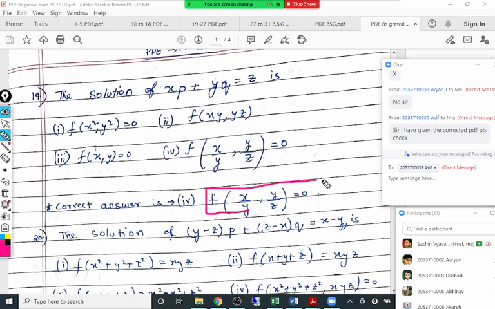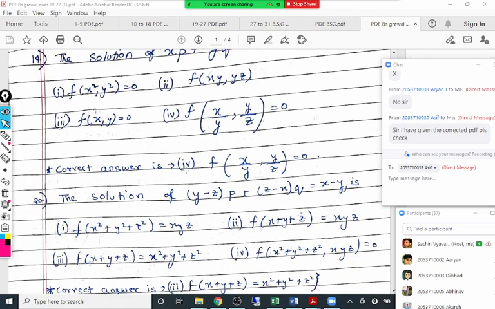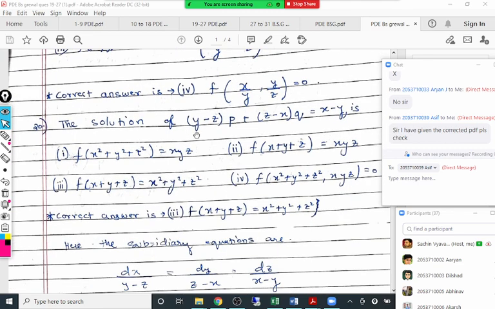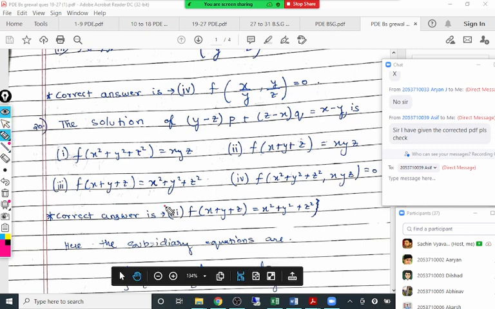Or you can cross check if you want. So this is the answer written here. That is option number 4. This is by the Lagrange's auxiliary equation. I'm not going into the detail now. I know that you can all solve it now. 20th. This is again Pp plus Qq equal to R. Again the Lagrange's PDE, and Asif again has given the correct answer, that is the third. This is the answer that is given.